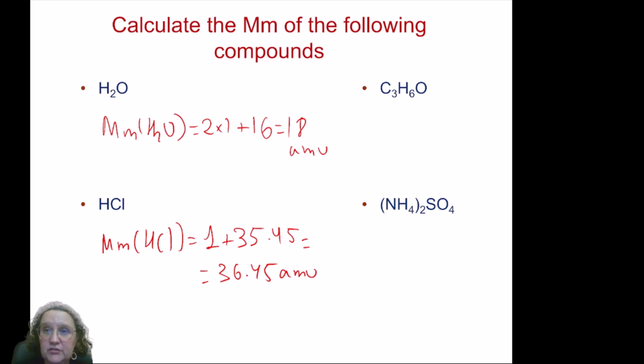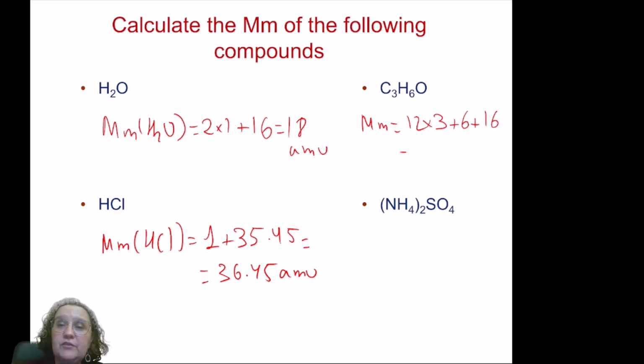If I go to the compound that you've got in the top right hand side, C3H6O, that's acetone, that's a molecule of acetone. Carbon has an atomic mass of 12, and you have 3 atoms of carbon. You've got 6 atoms of hydrogen and one atom of oxygen, and that's a total of 56 atomic mass units.